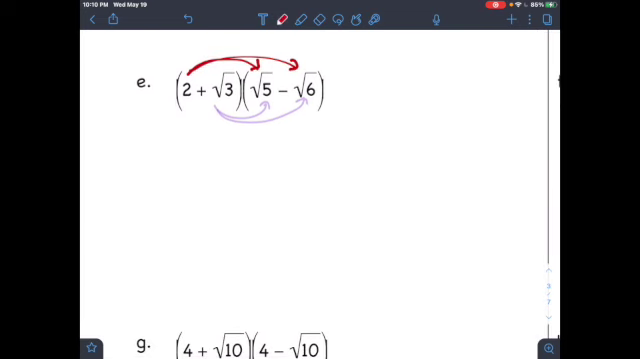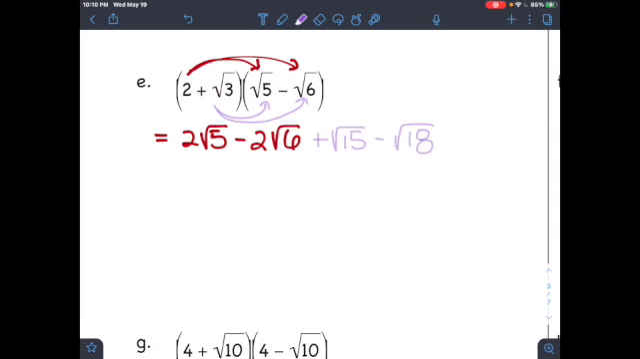write them out, and the answer for the first one is going to be just 2 root 5 minus 2 root 6. Then the purple one is going to be positive root 3 times positive root 5. That gives you positive root 15. And next one is positive root 3 times positive root 6. It's going to be minus root 18.